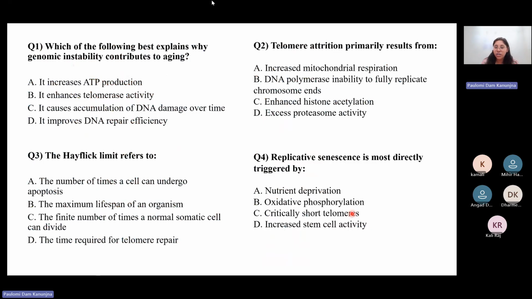Please use the chat box for your answers. We will stop at this slide for 2 minutes and then we'll proceed ahead. You can use the chat box. So I have one response, CBCC. Anyone else?